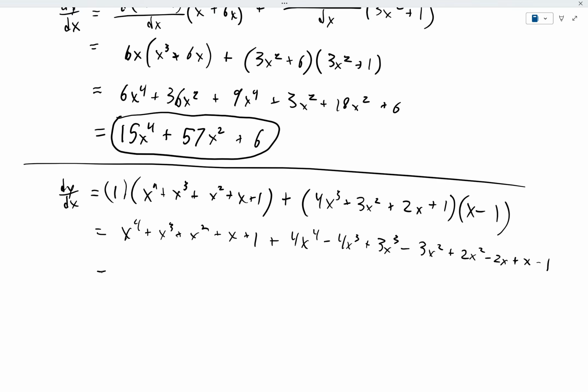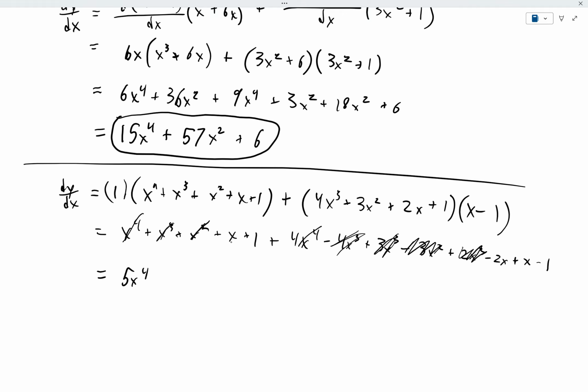Now I just have to combine some terms, so I'll combine my terms that are to the fourth. That's this one right here and this one right here. That's 5x to the fourth. I'll combine my terms that are to the third power. That's going to be 1 minus 4, so that's negative 3, and another one right here, plus 3. That's going to get us to 0, so we don't even need to write anything. Next, we're looking for x squared, so that's going to be 1 minus 3. So now we're at negative 2 plus 2. We're at 0. Once again, don't even have to write anything.